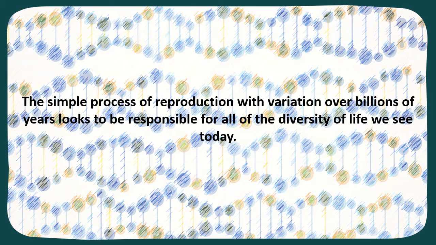That is what did happen. So the simple process of reproduction with variation over billions of years looks to be responsible for all of the diversity of life we see today.